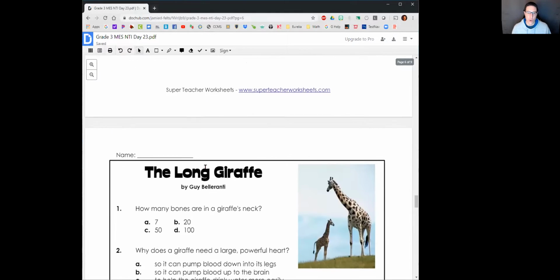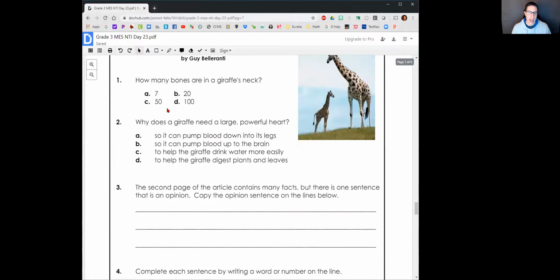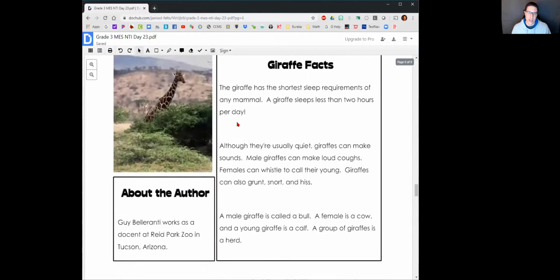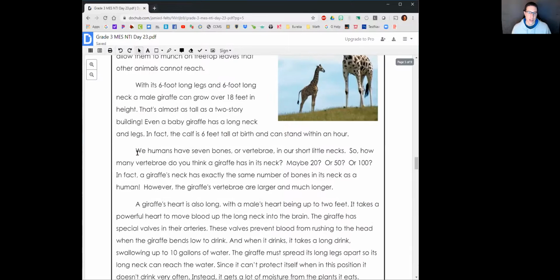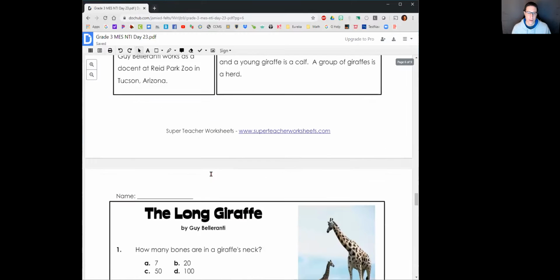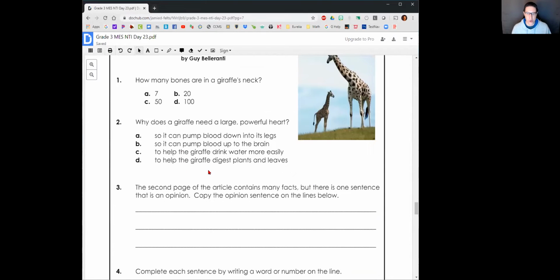And then you've got a few questions about it down here. How many bones are in the giraffe's neck? I saw that back up there, give you a little hint. That's in this third paragraph here, so I'll give you a little help there. And just some more questions there.